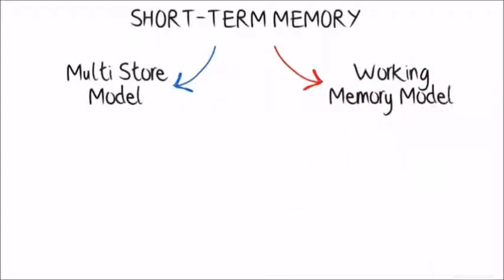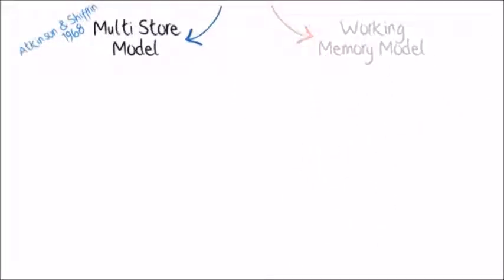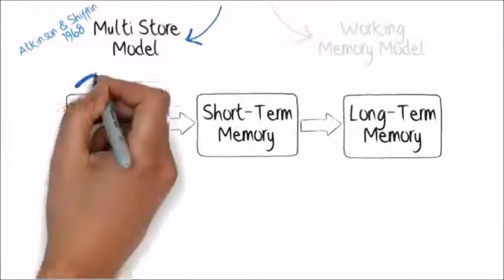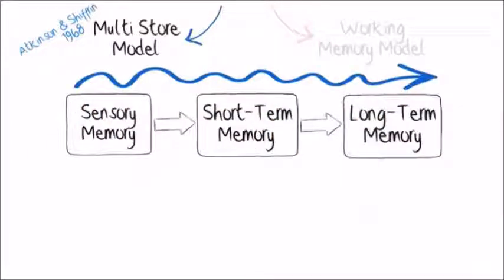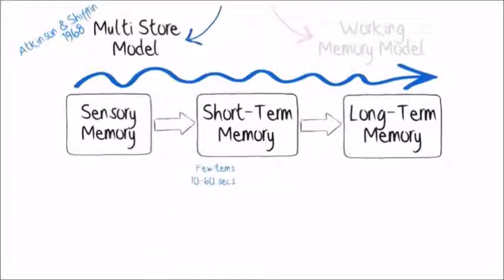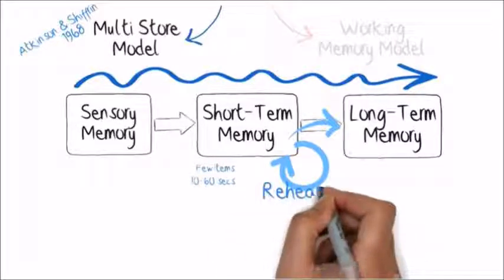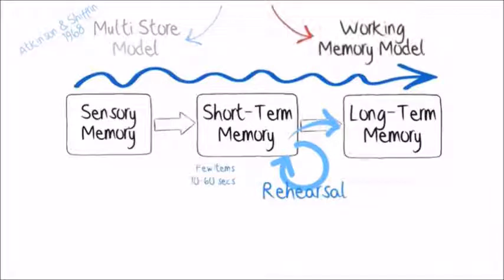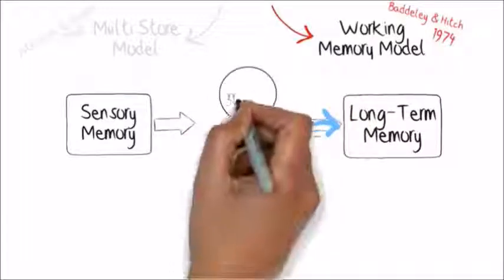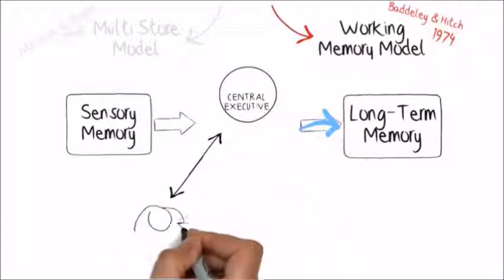The multi-store model, proposed by Atkinson and Shiffrin in 1968, is built on the idea of three memory stores and identifies memory as a flow of information through the system. Short-term memory holds a small amount of information in a readily available state for a short period of time, and can be transferred to the long-term storage only if it's mentally repeated, which is known as rehearsal. However, this model has been considered too simplistic, and in 1974, Baddeley and Hitch proposed the working memory model, where the short-term storage is replaced by three components.